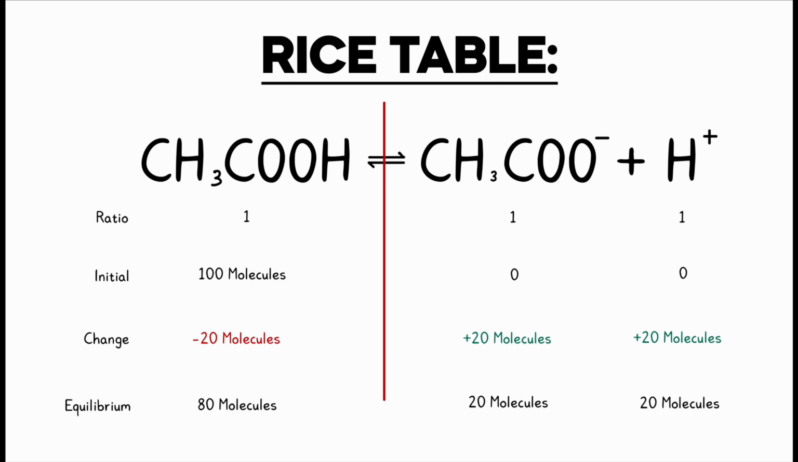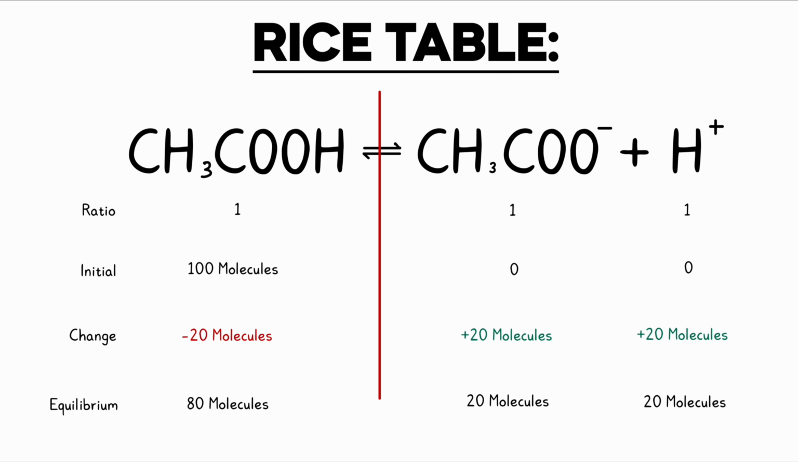Now you can also see this in a RICE table format, which is really important because when you do start to do buffers, you'll be using RICE tables quite a lot. So at the start, I have 100 molecules of ethanoic acid, and obviously at the start you won't have any products. If 20 did split, I'd get 20 ethanoate ions and 20 hydrogen ions to add on to the initial, leading me to have 80 molecules at the end of ethanoic acid, 20 molecules of ethanoate ions, and 20 molecules of hydrogen ions.